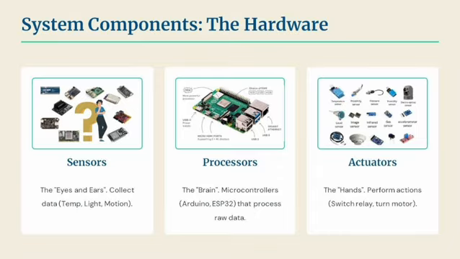System components: the hardware. An IoT system relies on three main hardware components. First, the sensors. These are the eyes and ears of the system, collecting raw data like temperature or motion. Second, the processors. This is the brain. Microcontrollers like Arduino or ESP32 process that raw data. And third, the actuators. These are the hands. They perform physical actions like switching a relay or turning a motor based on the data received.